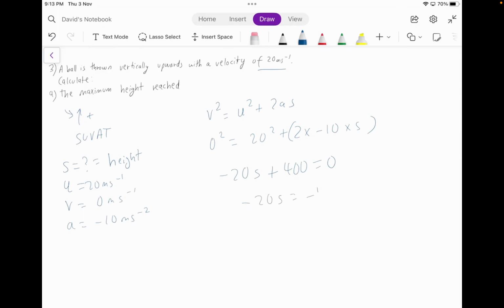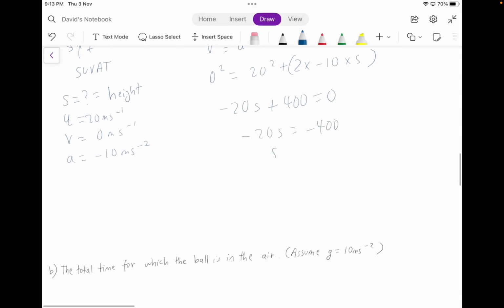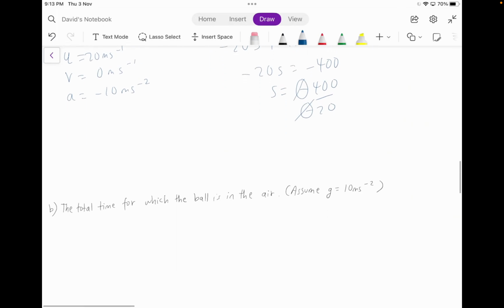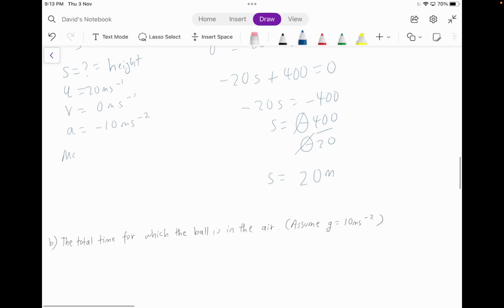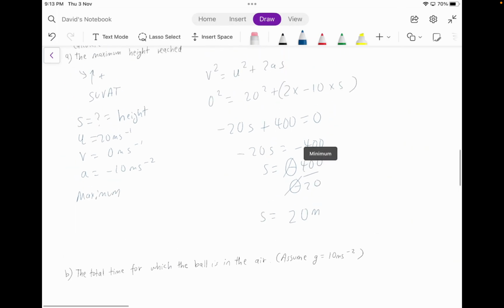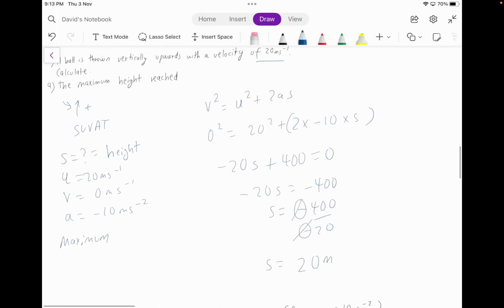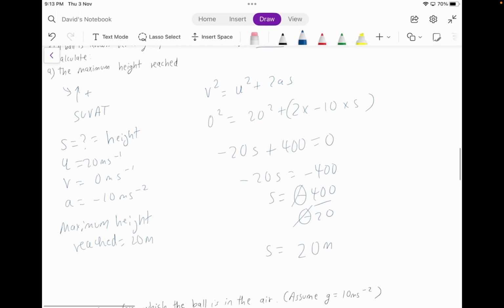Negative 20s is going to be equivalent to negative 400. S, which is displacement, is going to be negative 400 divided by negative 20. The negatives are going to cancel each other out. 400 divided by 20, your displacement is going to be about 20 meters in this case. So the maximum height that is reached is going to be 20 meters. All right, that's the maximum height it can reach.